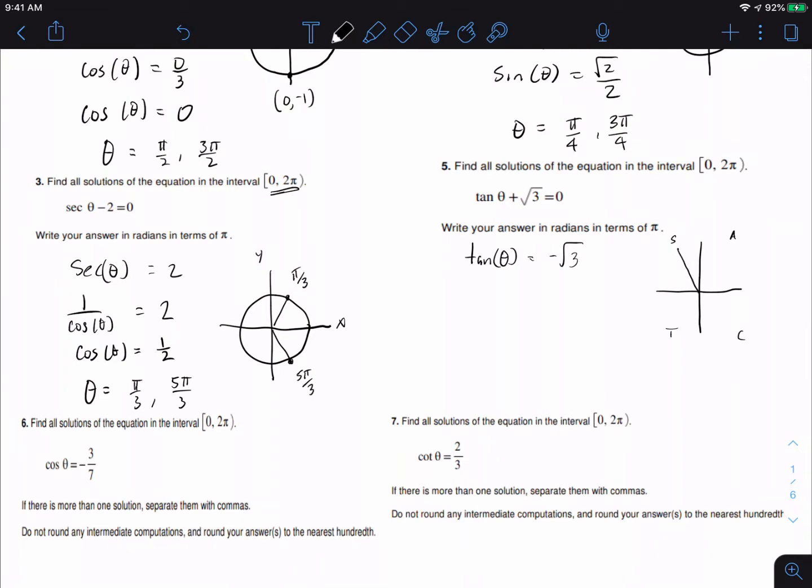And so this is where it's going to occur. And right here and right here. And so theta is going to be 2 pi over 3 and 5 pi over 3. Clean that up. Were you guys able to get that?